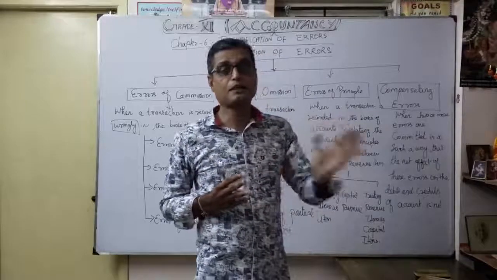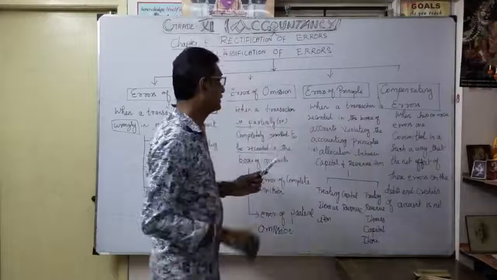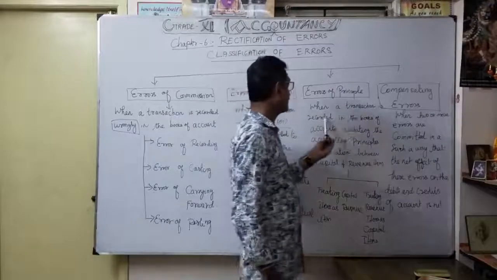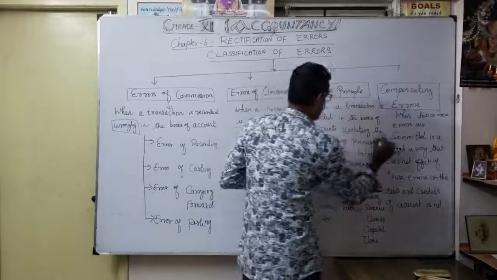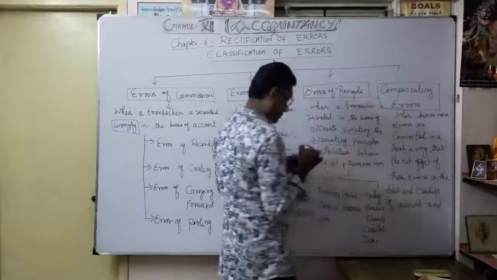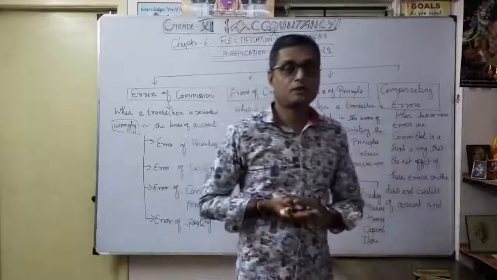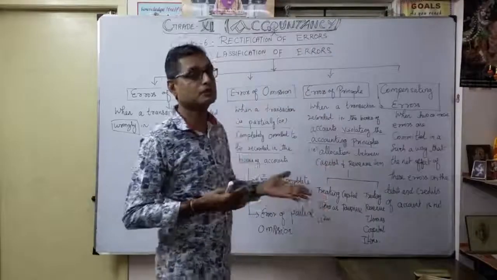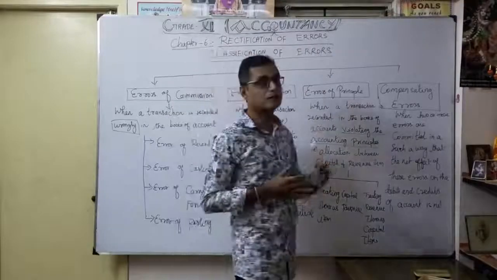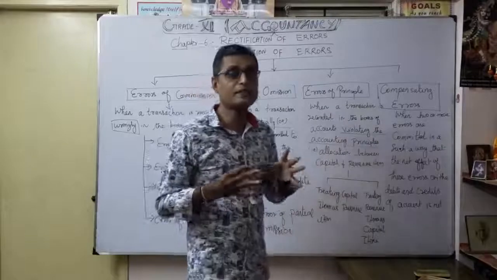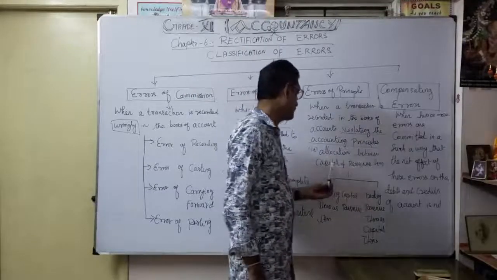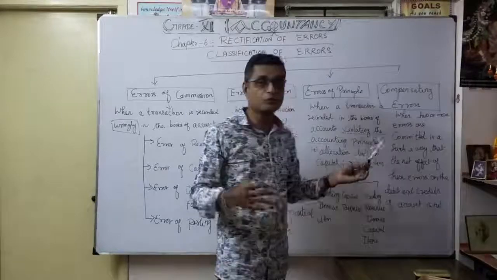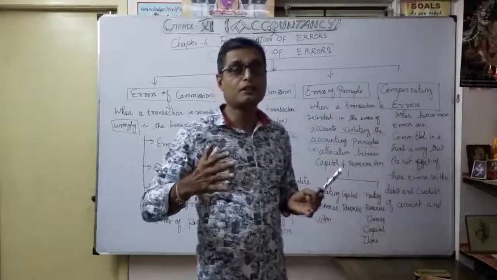So when you will say it is capital, when you will say revenue. That's what here. So when a transaction is recorded in the books of accounts violating the accounting principles, it is against the principle. So we are violating the accounting principle. That's what it is called error of principle. So how will we say it is violating the principle? That's what they said: the allocation between capital and revenue, whether it is allocated properly.